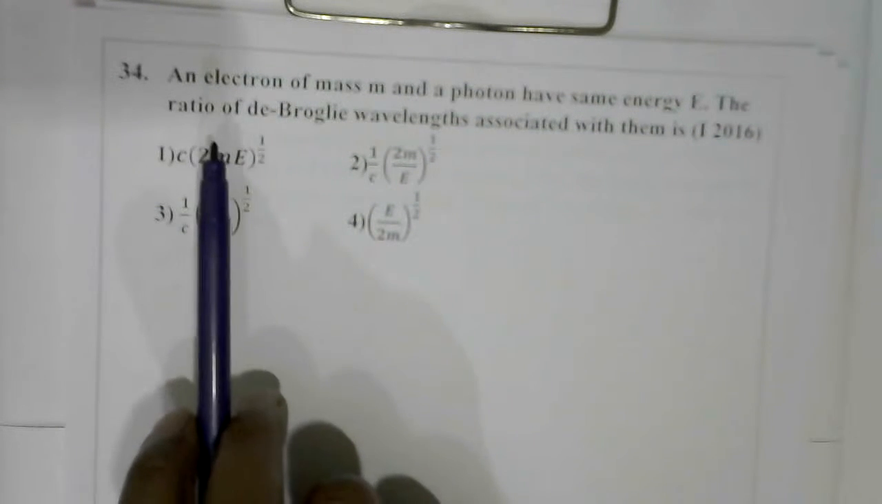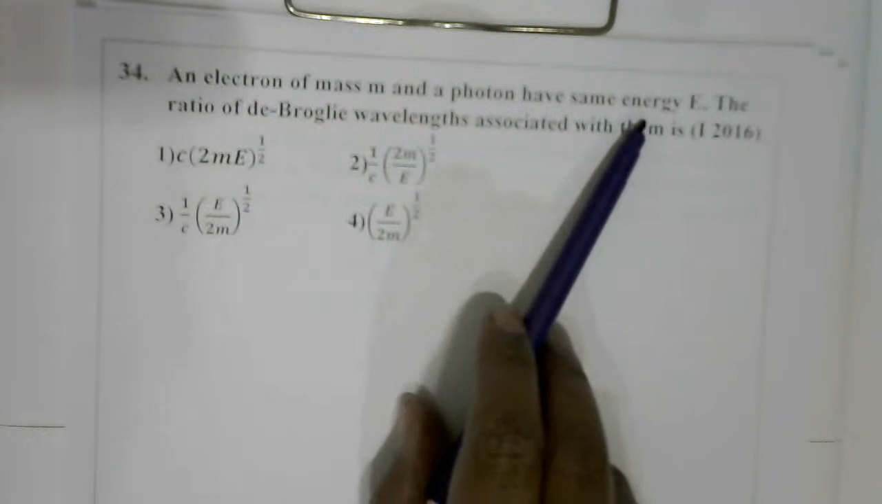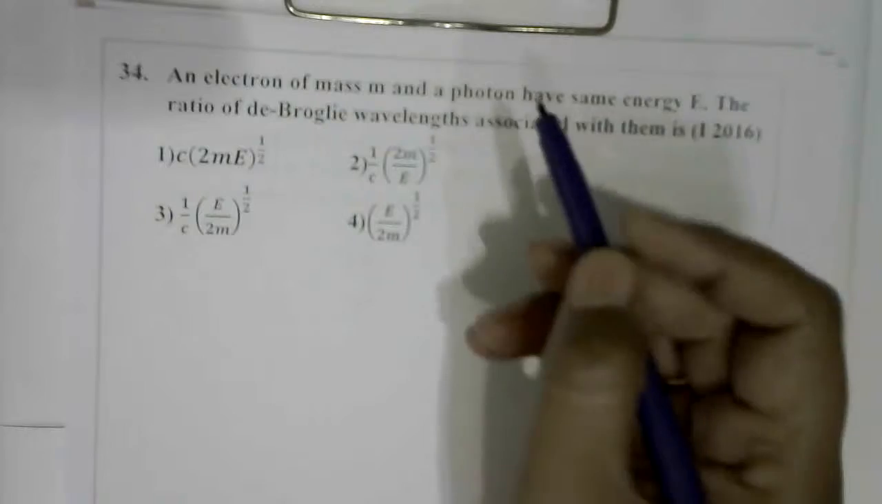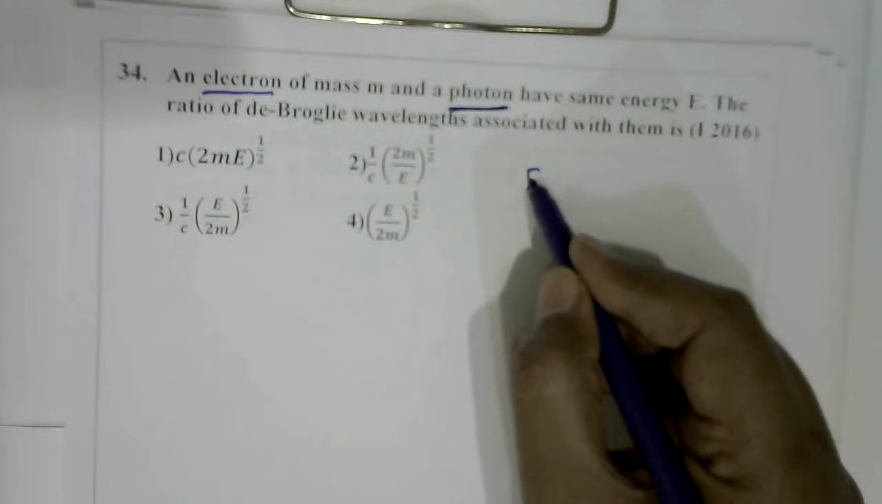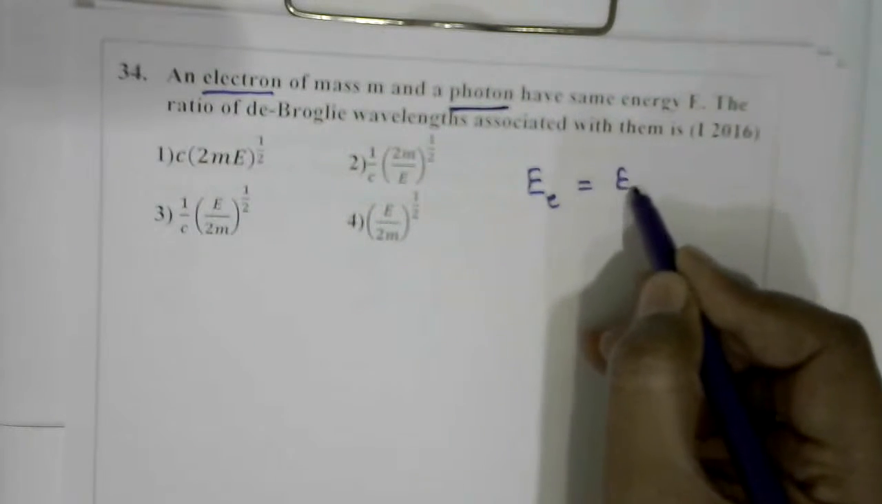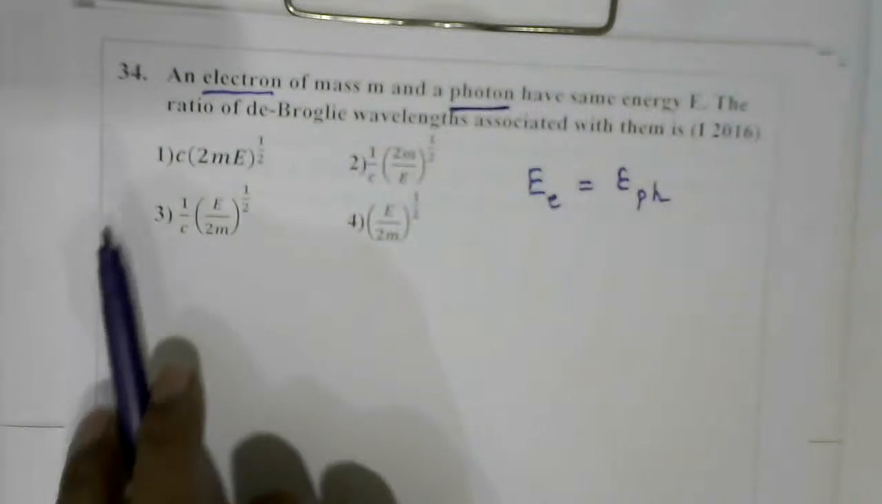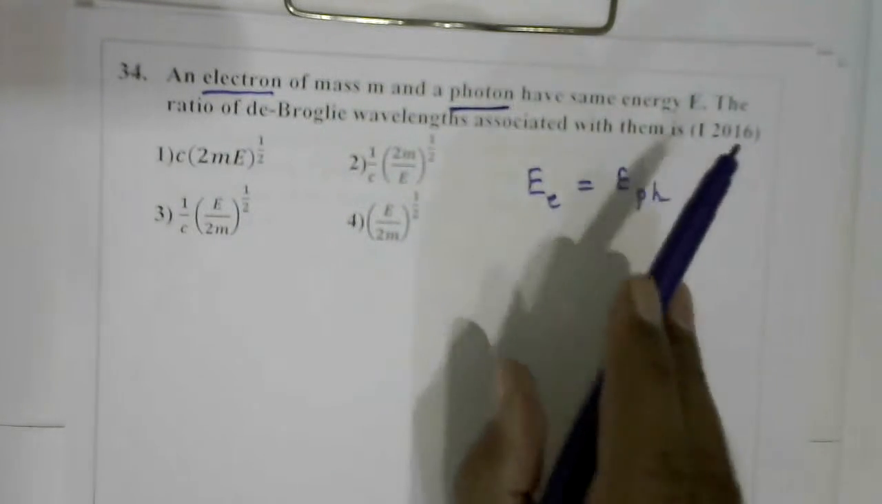Well, so 34th question. An electron of mass m and a photon have the same energy. So they are given electron and photon. So this is not proton. Take care, it's a photon. Okay. And we are having electron. So what is given? Electron energy is equal to photon energy. The ratio of de Broglie wavelengths associated with them is.